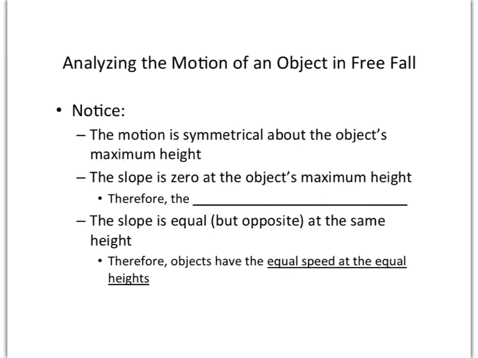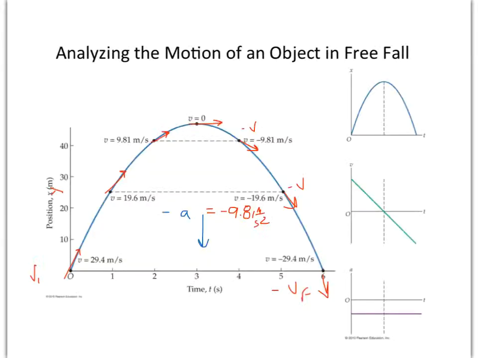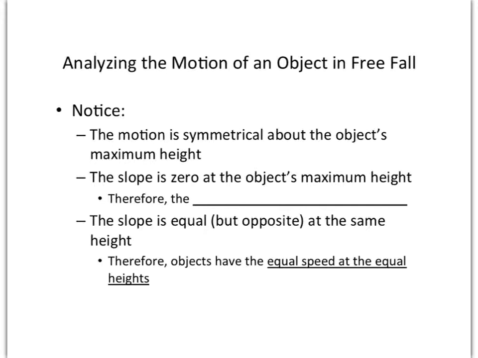All right, objects in free fall, what's true of them? The motion is symmetrical about the object's maximum height. Let's go back just for a second. On either side, if I were to draw a line straight down the middle, right at the object's maximum height at velocity equals 0, it's symmetrical side to side, left to right. So that's around the object's maximum height.